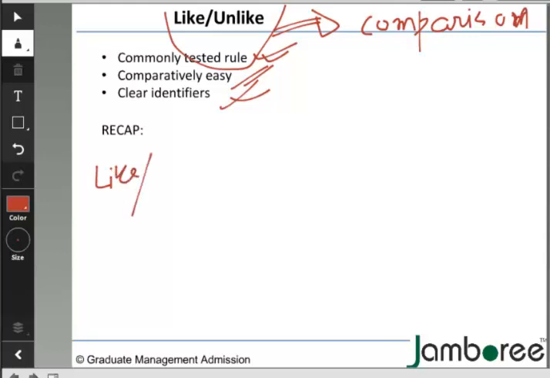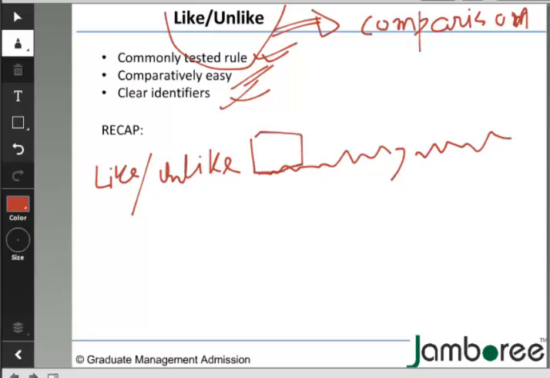The sentence will either begin with "like," "unlike," "in comparison with," or "in contrast to," whatever. It will have some words indicating the comparison, and then there will be a comma, and then the rest of the sentence. So what you have to compare is the first couple of words immediately after this word, and the first couple of words immediately after the comma. That's all. You don't have to read this part. You don't have to read this part. You have to compare these two things.